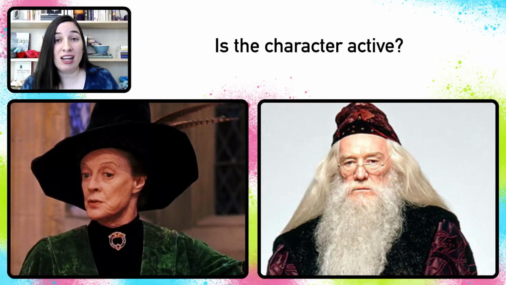So the first question that we want to ask ourselves about our character introduction is: is the character active? And by active, I don't mean that they need to be in the middle of a big karate fight or anything physically active. They need to be decisively active. They need to be taking action in pursuit of a goal. And that is very true for both McGonagall and Dumbledore.